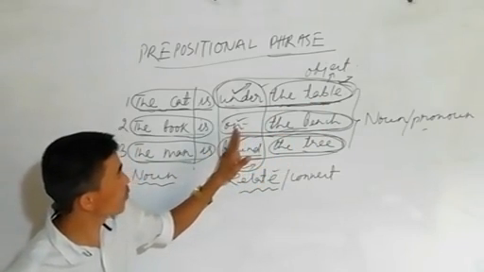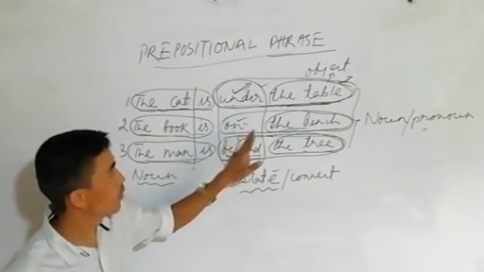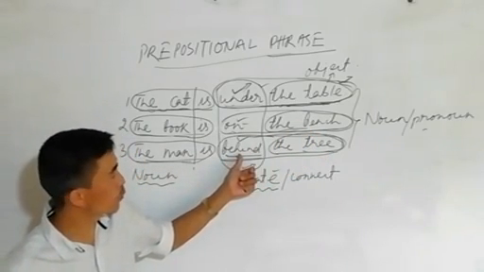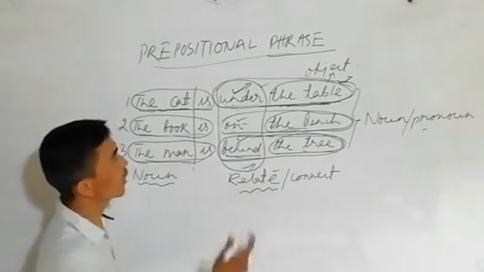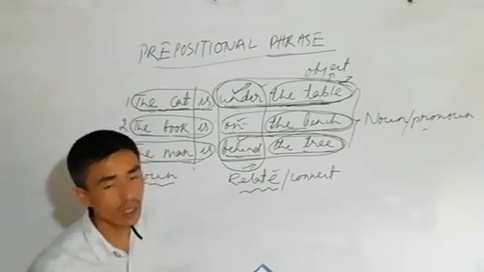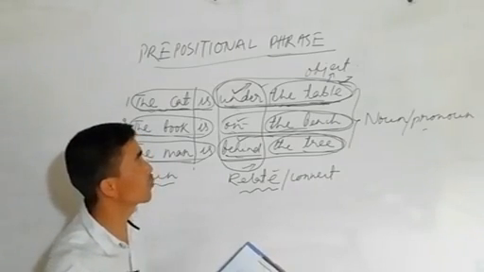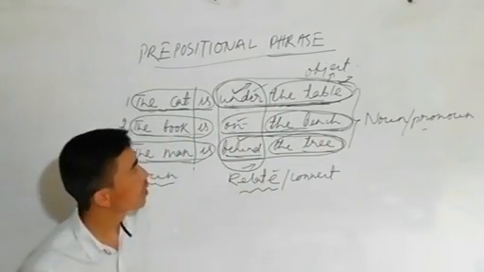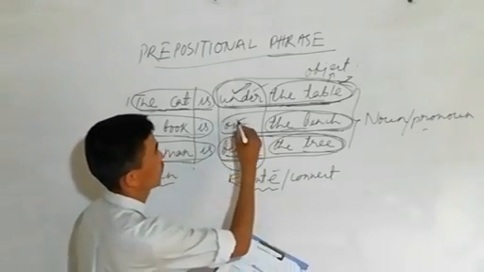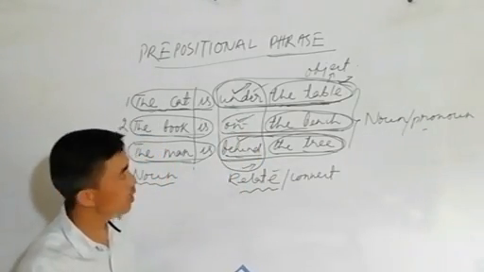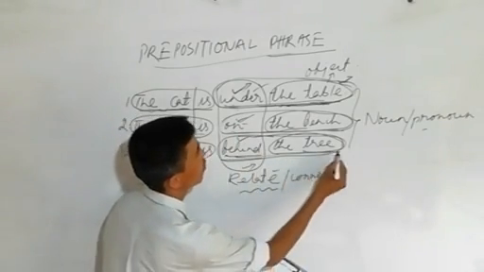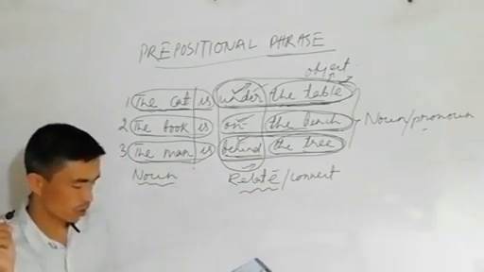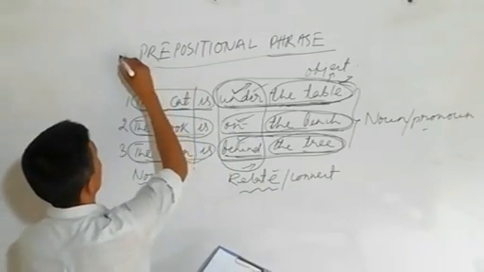Next, on the bench begins with a preposition, on, followed by a noun. Likewise, behind is another preposition followed by tree. So under the table, on the bench, and behind the tree are called prepositional phrases because they begin with a preposition. This is all about prepositional phrases.